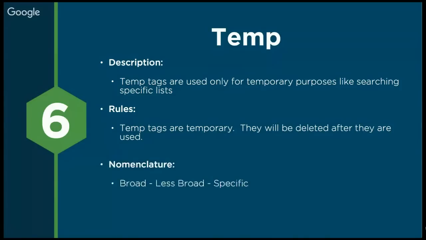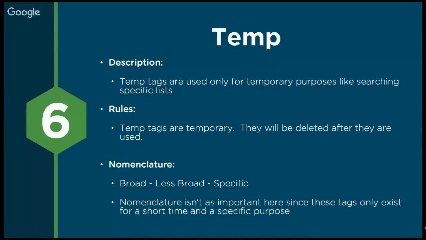Okay, the nomenclature, again, you're going to go from broad to less broad to more specific. It's not as important for your temp tags because they're not really necessary and you're going to delete them anyway. Nomenclature just isn't as important here because they only exist for a short time. Okay? All right, so those are our 6 tag categories. Very, very straightforward.